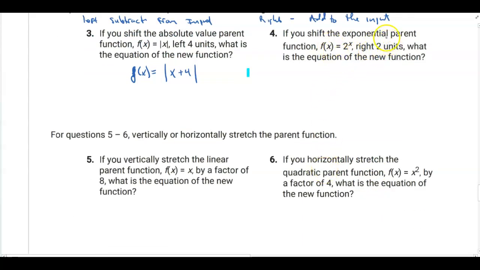Now, exponential is a little different. Remember, f of x is a number to the x power. If we want to shift this right, remember, our parent function is f of x equals 2 to the x power. So what we're going to do is say g of x equals, right 2 means we're subtracting from the input. So our exponent is x, that's our input, so we're going to subtract 2.